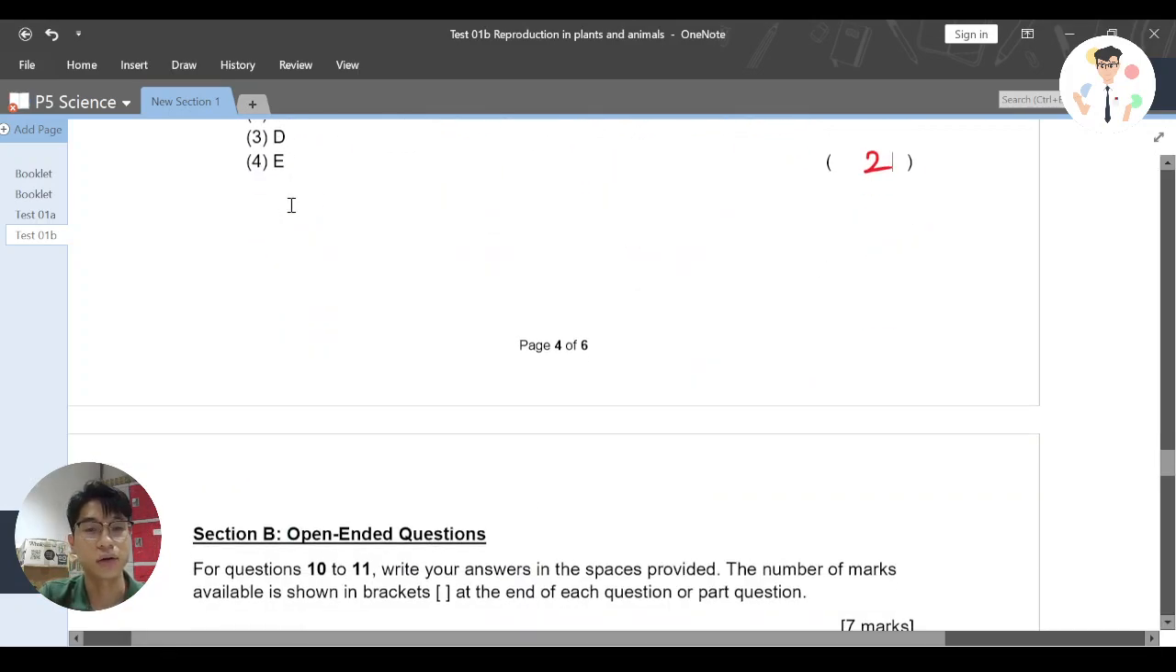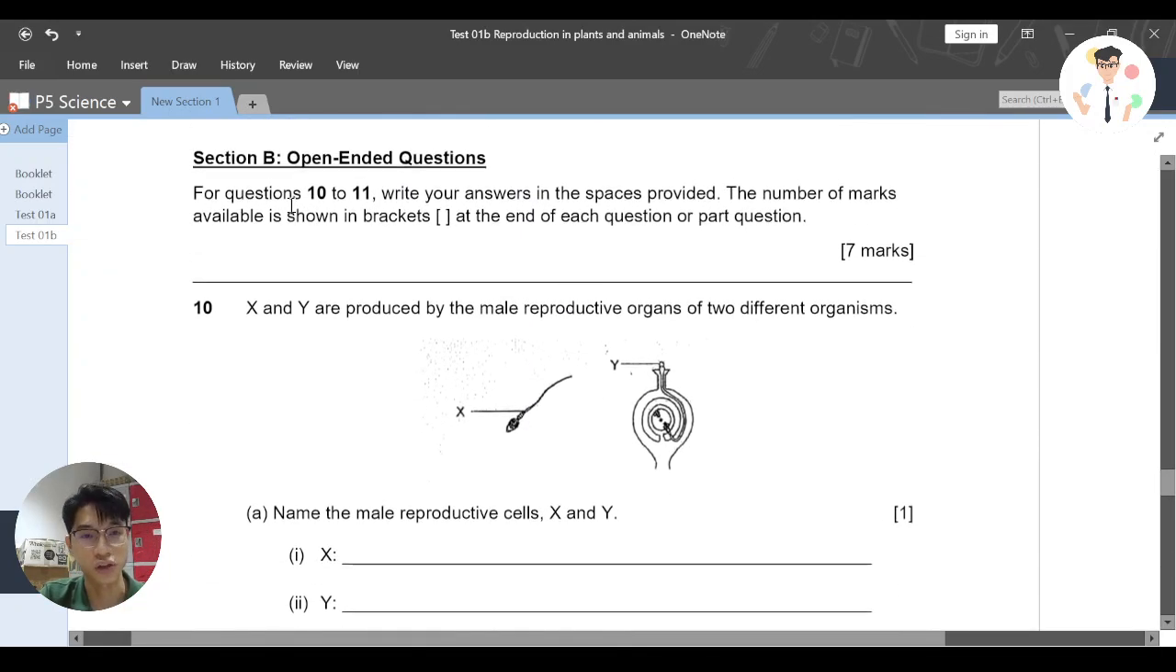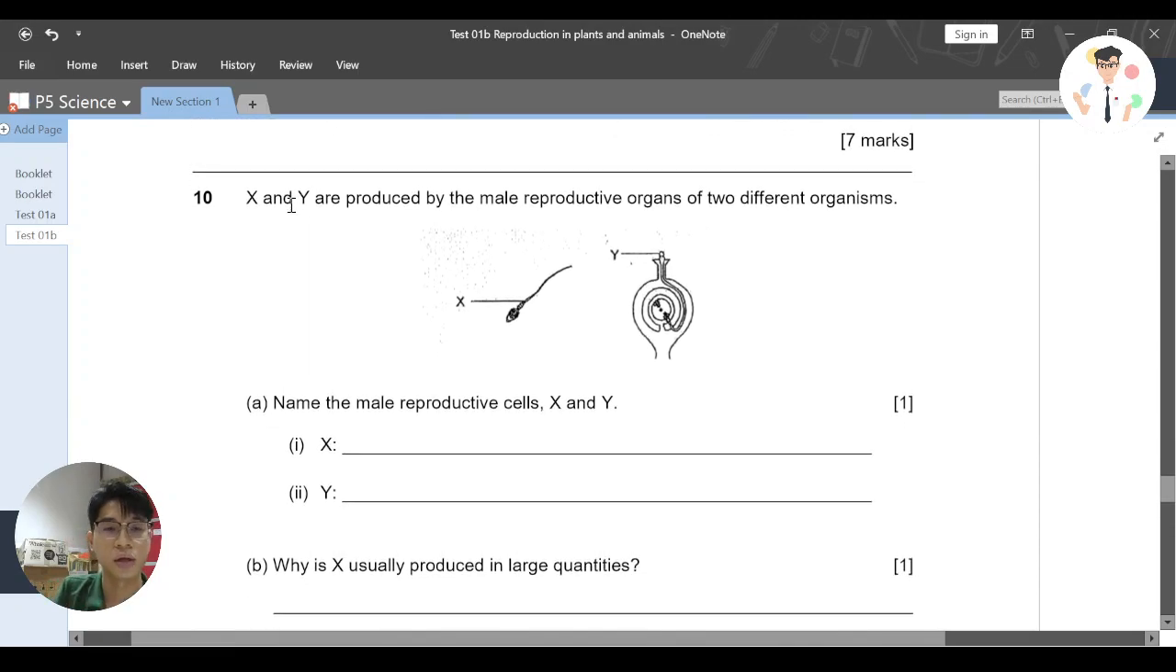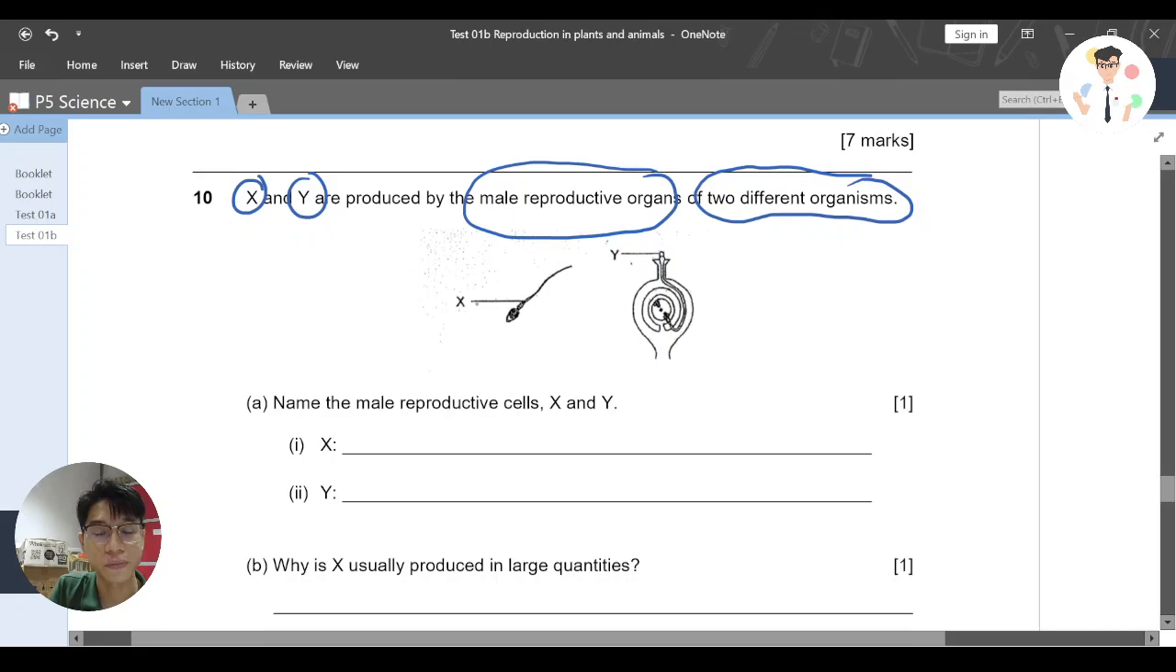So let's move on, and now we'll be discussing the open-ended question number 10. So again, let's read and annotate. X and Y are produced by the male reproductive organs. Now it's focusing on the male of two different organisms. Again, X and Y are produced by male reproductive organs. So X, as you can see, is very obvious. This is actually the sperm. But how about this Y?